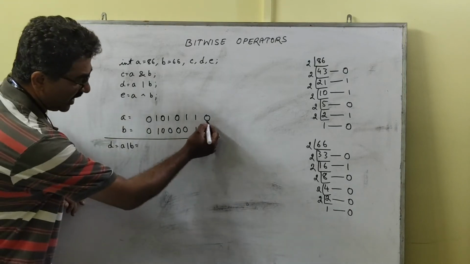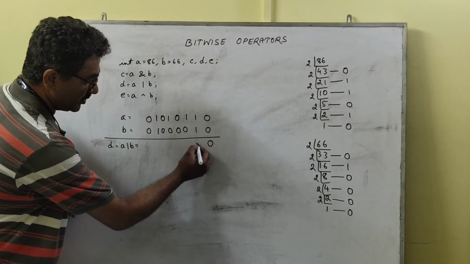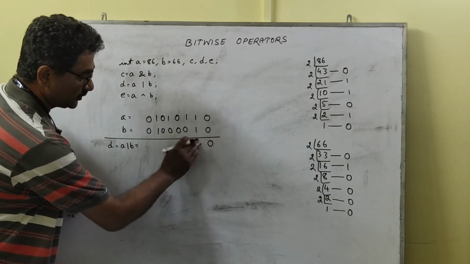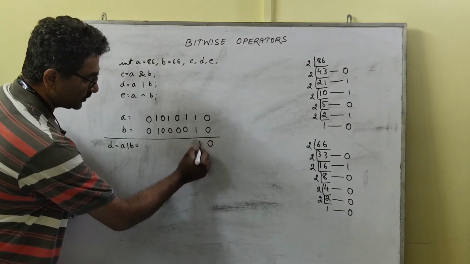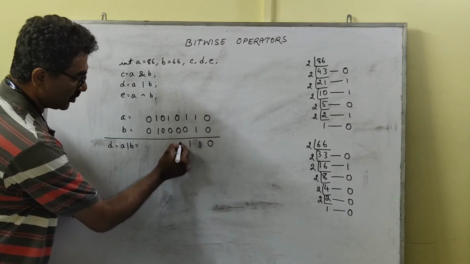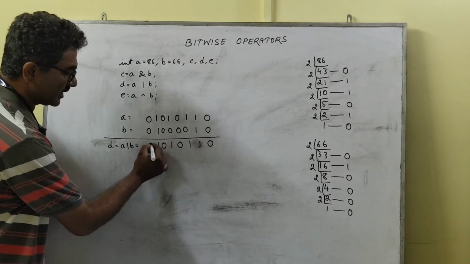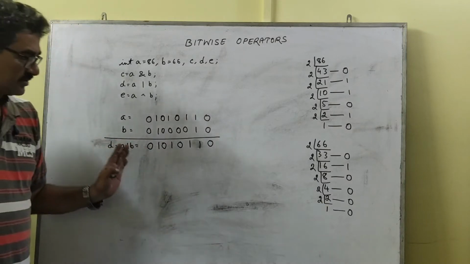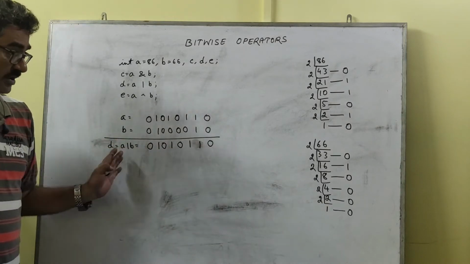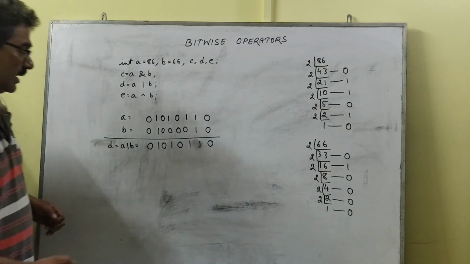So if we have 0 OR 0, this will result in 0. 1 OR 1 will result in 1. 1 OR 0, 1. 0 OR 0, 0. This is 1, this is 0, this is 1, this is 0. Now what we are going to do is convert this to decimal.